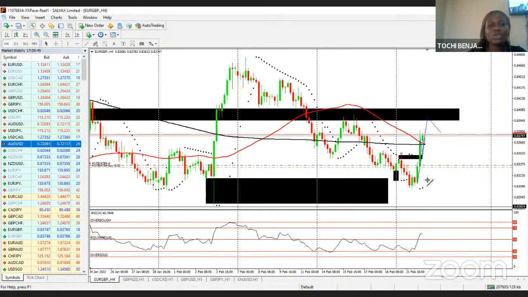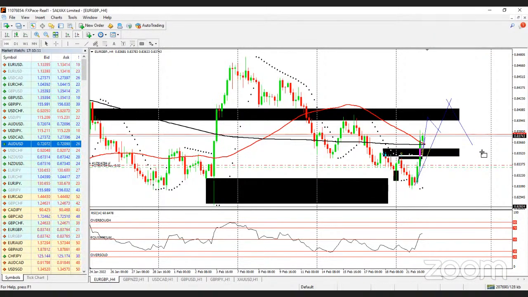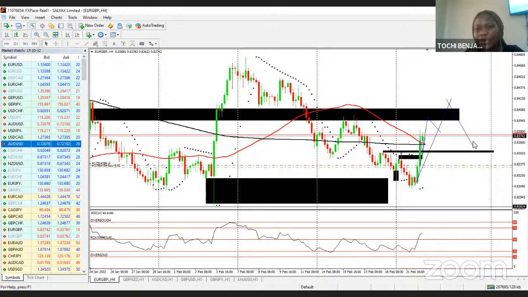If this market wants to continue to the upside, that means it might do something like this, then come back for a retest of a broken resistance. Now, you also know that there is a small broken resistance here on the lower time frame, which obviously this market has taken out already. So it can come for this retest.